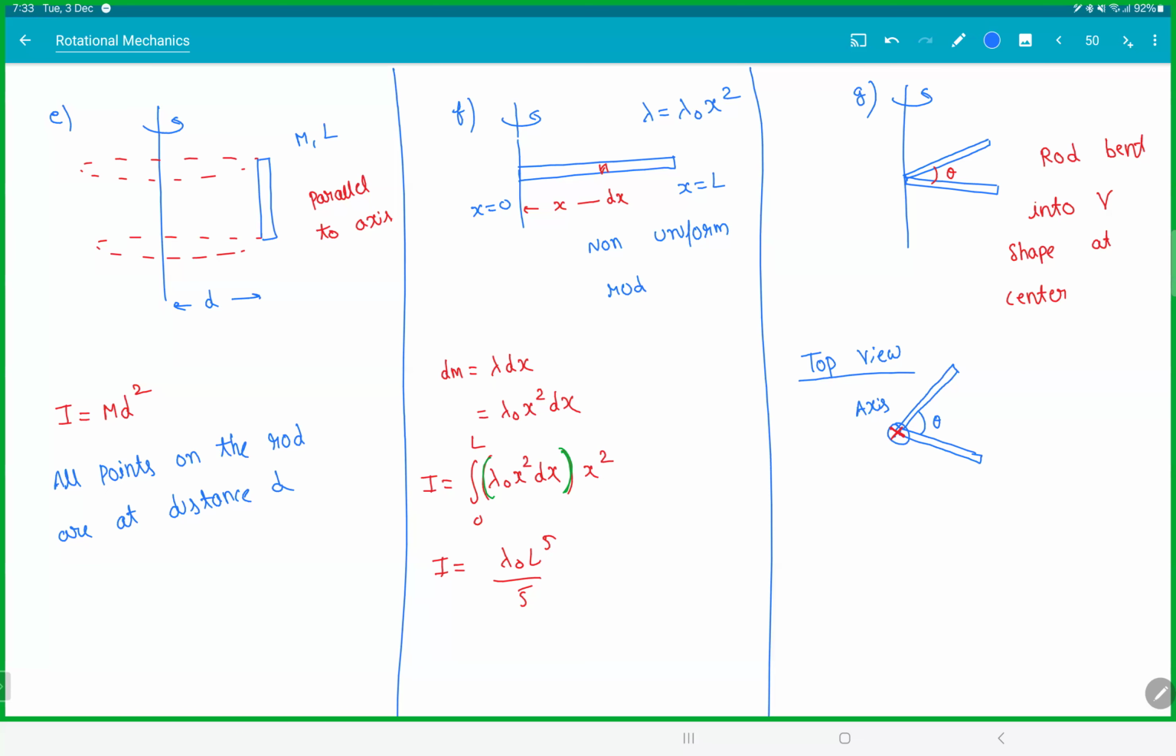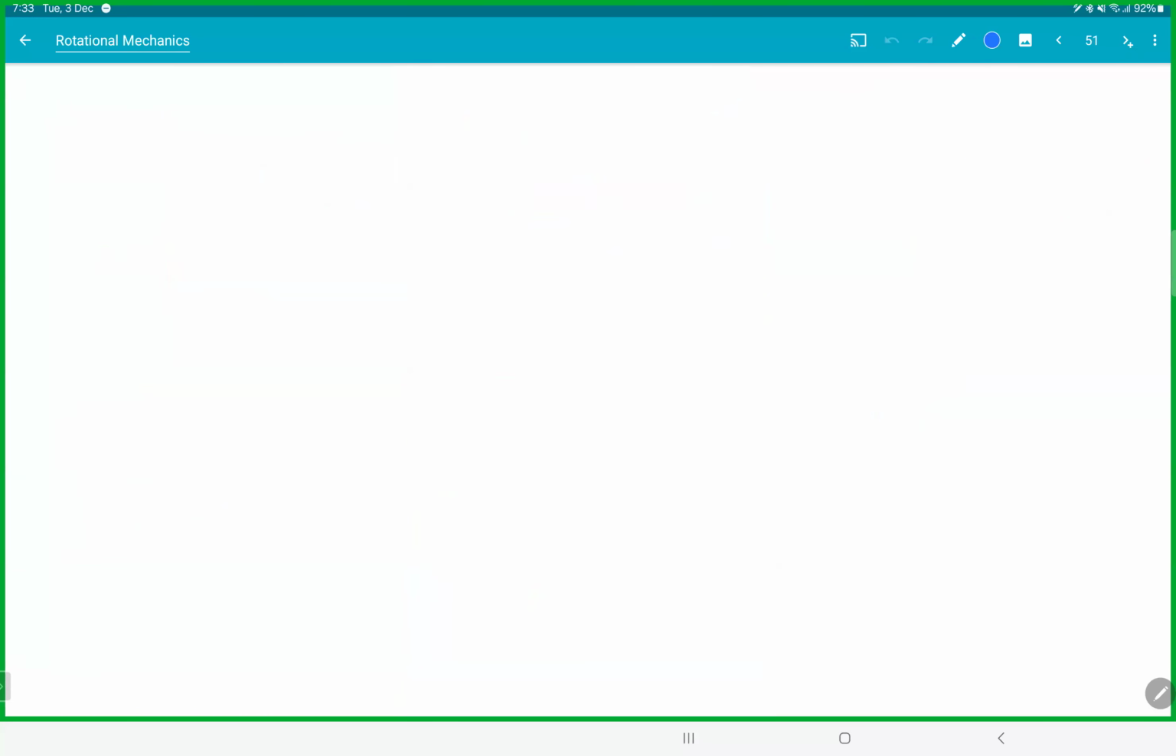Tell me one thing. For the G part, when the rod was like this, okay, top view, I'll show you the top view. This was the axis. So if you consider some point A here, and some point B here, let's say this distance is some RA, this distance is some RB.